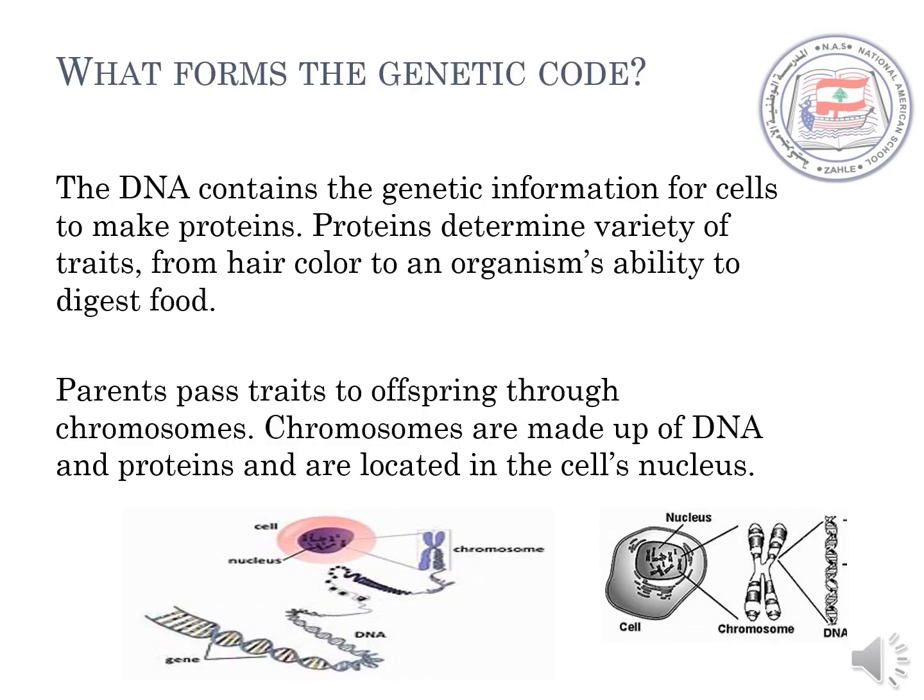What forms the genetic code? The DNA contains the genetic information for cells to make proteins. Proteins determine a variety of traits, from hair color to an organism's ability to digest food. Parents pass traits to offspring through chromosomes. Chromosomes are made up of DNA and proteins and are located in the cell's nucleus. So each cell in our body that has a nucleus contains chromosomes, and these chromosomes contain DNA, which is the code for every piece of information in our cell.